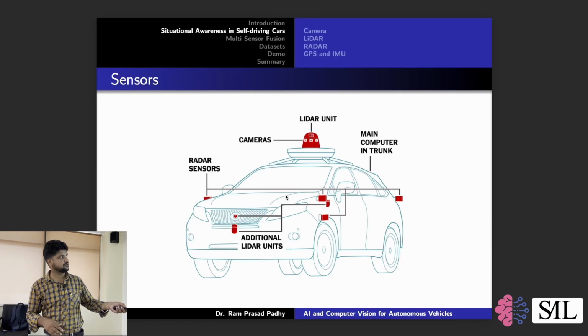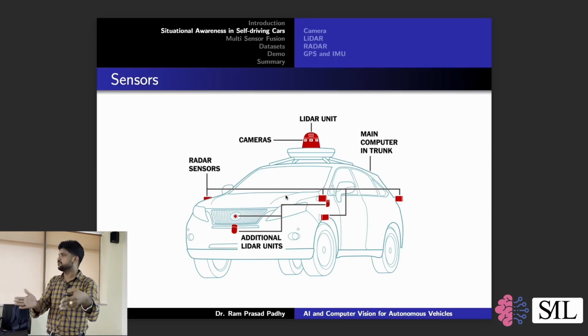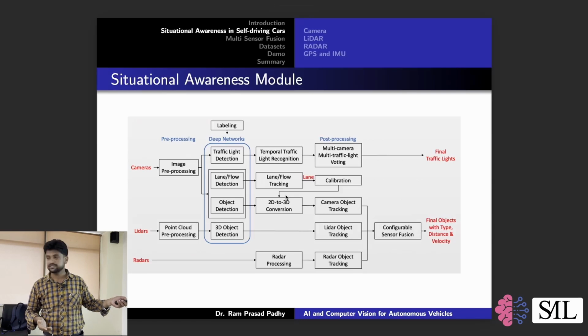Apart from all this, you will see that there is a main computer in the trunk. Actually, a computer system would be there where all this data would be saved, and there all the computer vision and machine learning algorithms would be running. From there the decision would be taken what kind of commands should be executed such that the vehicle will move autonomously without affecting the others, right? So that is where the main computer system is there in the trunk.